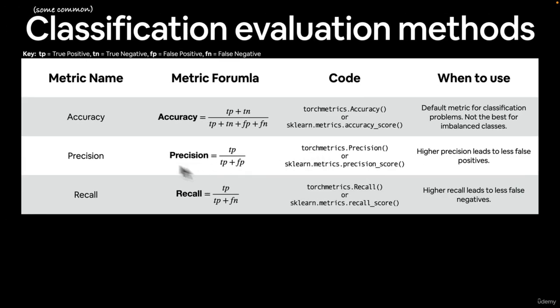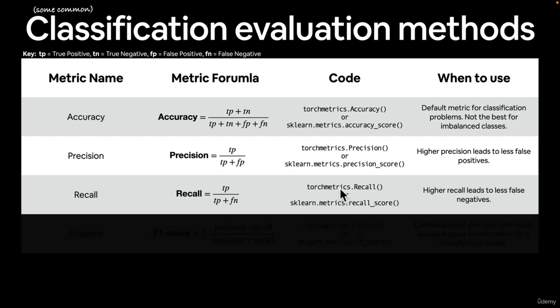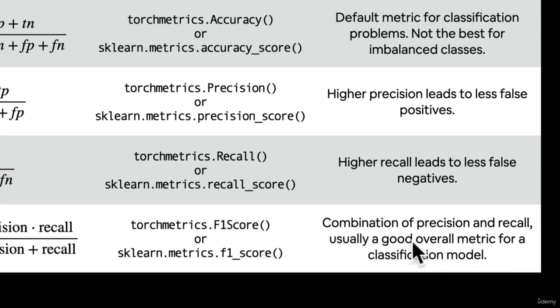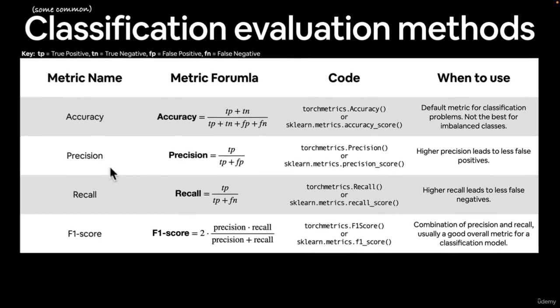If you'd like some code to do precision and recall, you've got torchmetrics.precision or torchmetrics.recall, as well as scikit-learn. So scikit-learn has implementations for many different classification metrics. Torchmetrics is a PyTorch-like library. And then we have F1 score, which combines precision and recall. So it's a good combination if you want something in between these two.